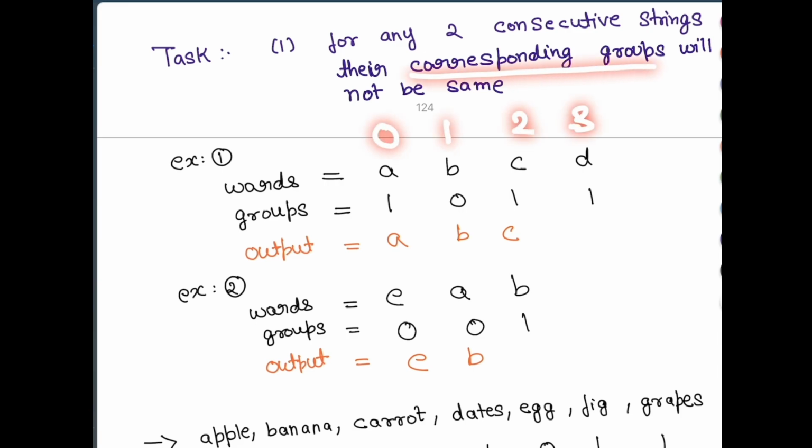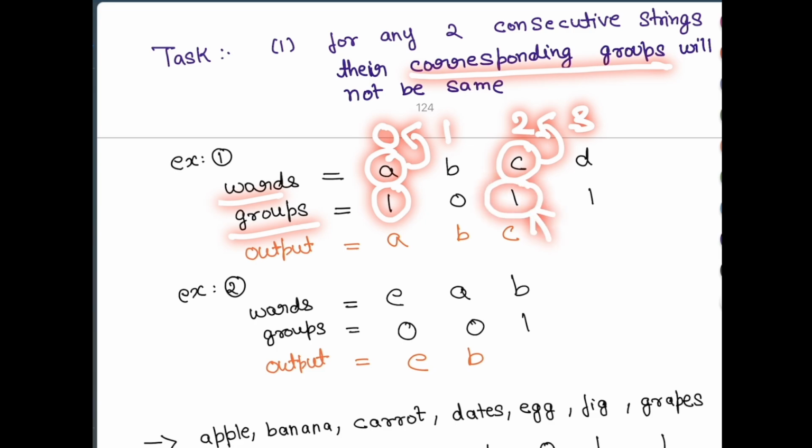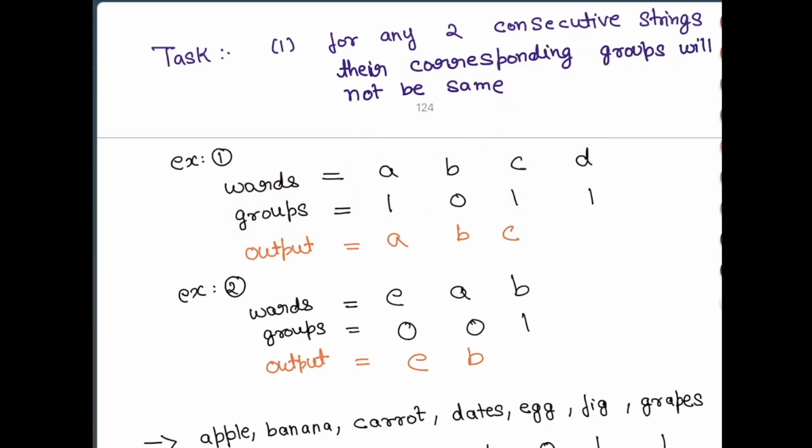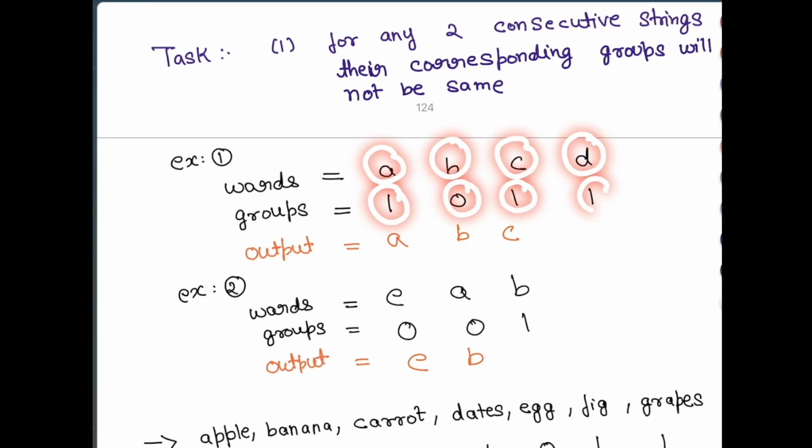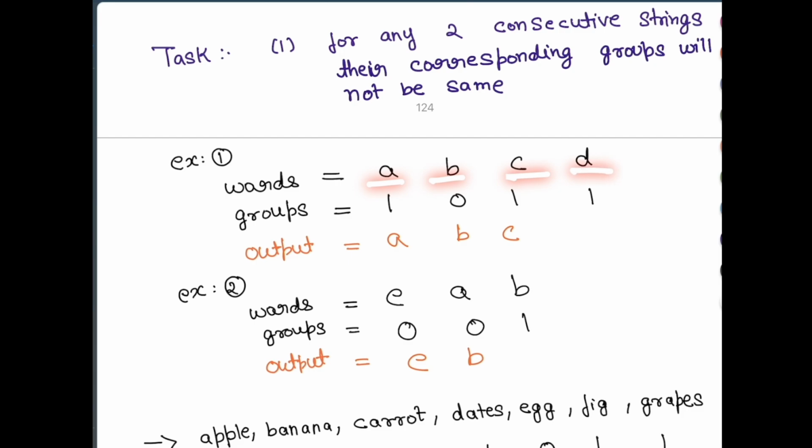Now what are corresponding groups? See, in words, every string has a corresponding group. And what is that corresponding group? The word A is at index 0. So what is the group at index 0? It is 1. For C, the word is at index 2. So what is at index 2 in groups? It is 1. So that is the group for C. So basically the group of A is 1, group of B is 0, group of C is 1, group of D is 1. That is, for every word there is a corresponding group, and that group will be at the same index as the word. So for A it is 1, B it is 0, C it is 1, D it is 1.